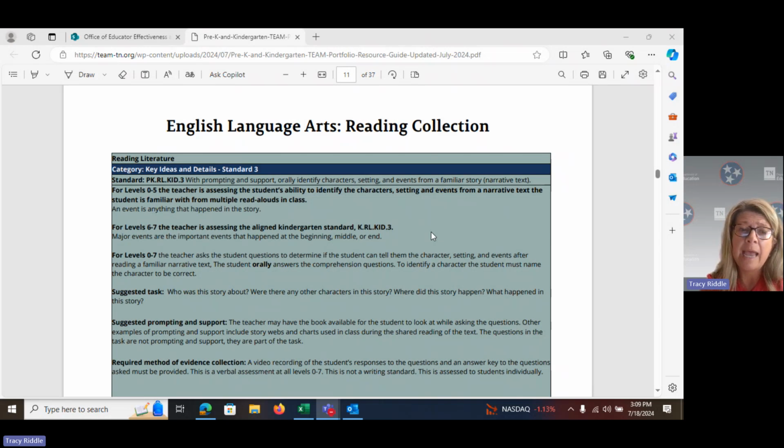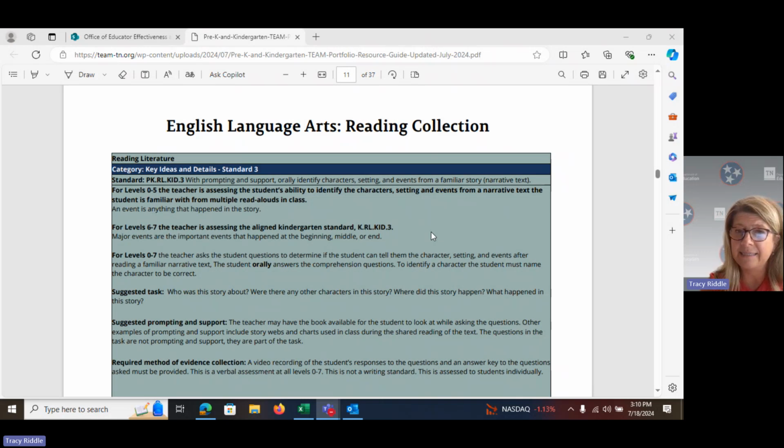This should be a familiar text that you have read in class over and over again. In many cases, teachers are using the narrative text from their curriculum. This is a text that you have read to your students for several days. You have done many activities with this text, such as story webs. You have done read alouds, shared reading, group reading. So this is the type of text you should use.